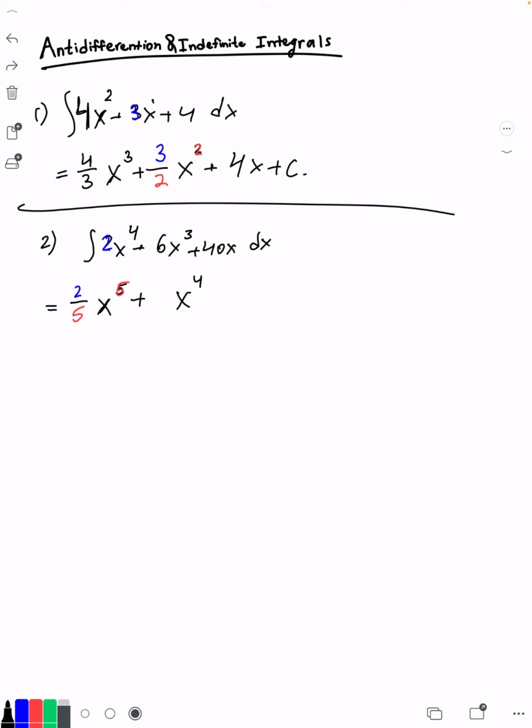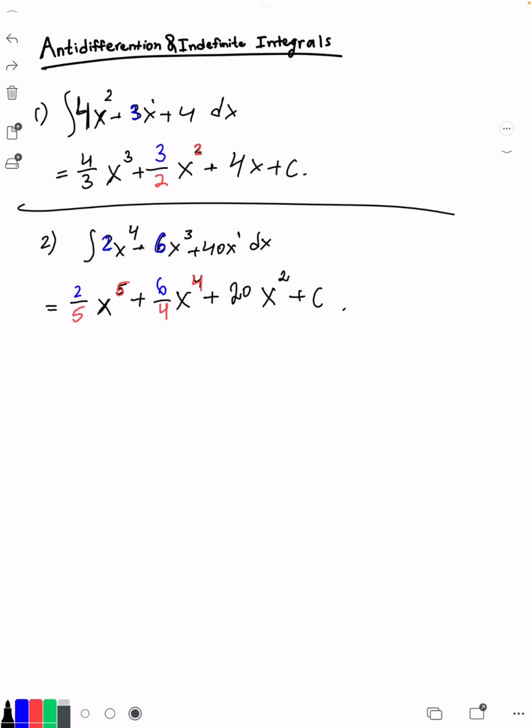Now we're going to write down the number that we had before, so 6 over the new power, 6 over 4, x to the power of 4, plus, we have x to the power of 1, so it's x squared. Now, here we need to be a little bit creative. 2 multiplied by what to get 40? It's going to be 20, right? So 20x squared plus C.